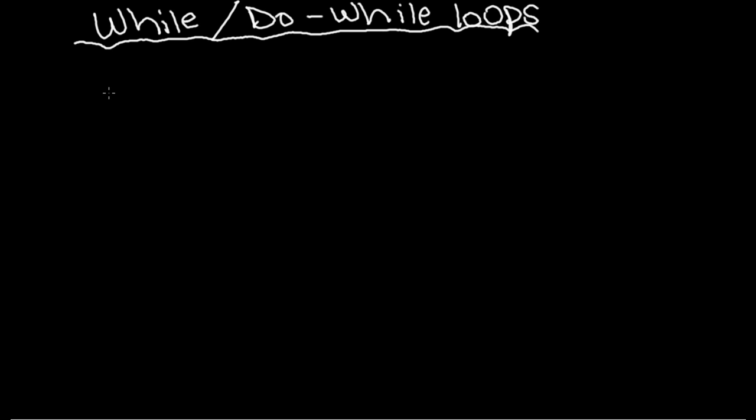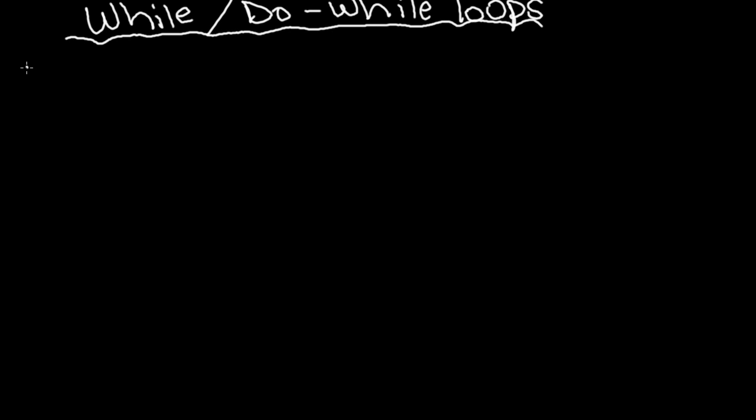Hi guys, in this video I'm going to be dealing with two different kinds of loops other than the for loop. The first one is a while loop, and the second one is a do-while loop. A while do-while loop it's called. So the first loop is called a while loop.